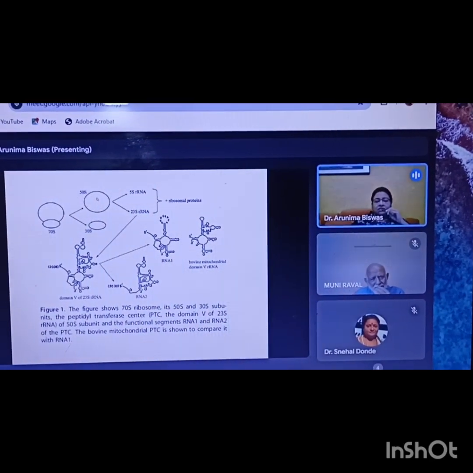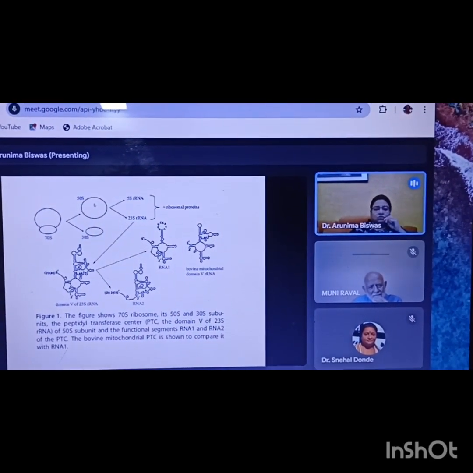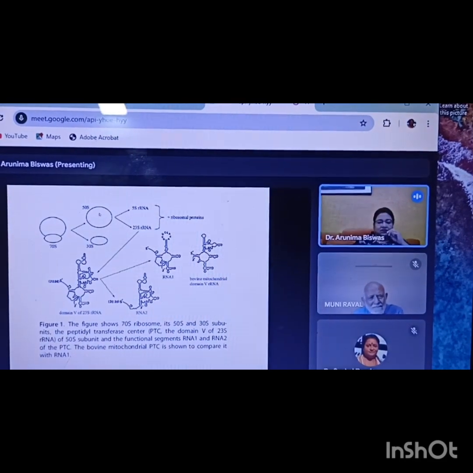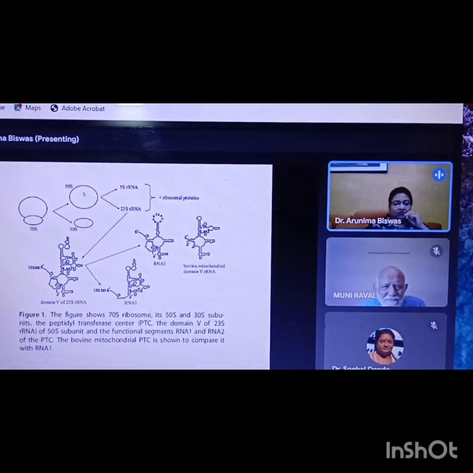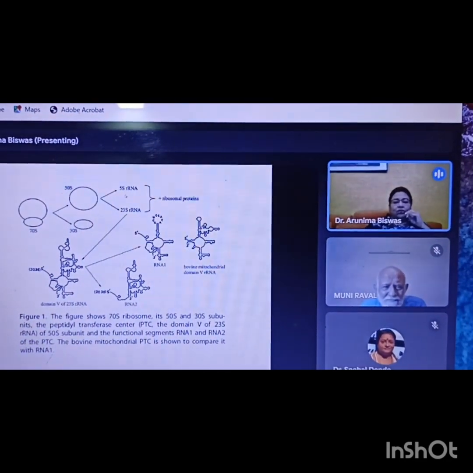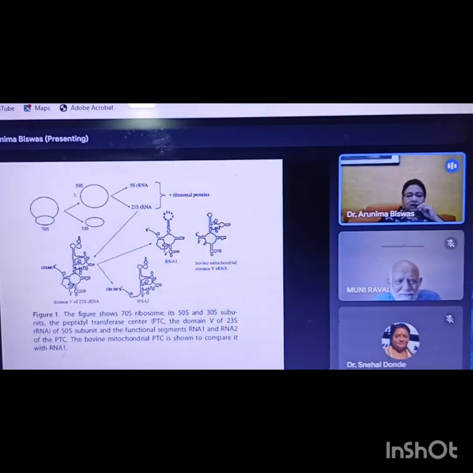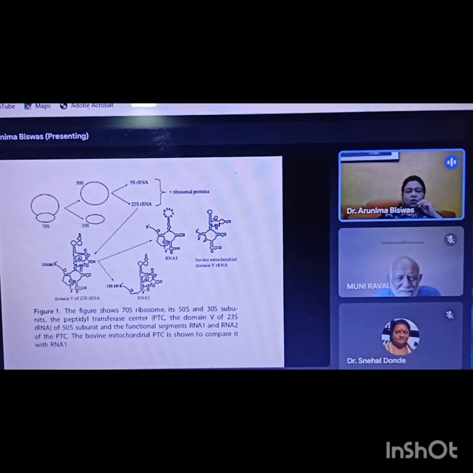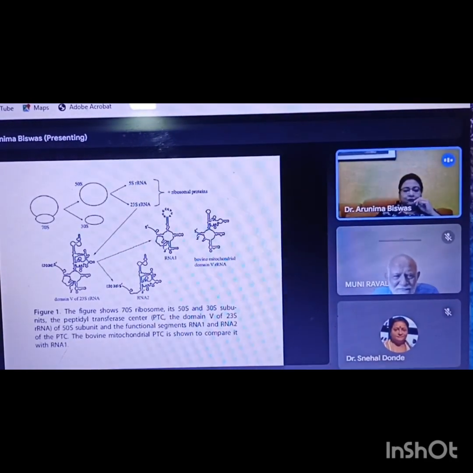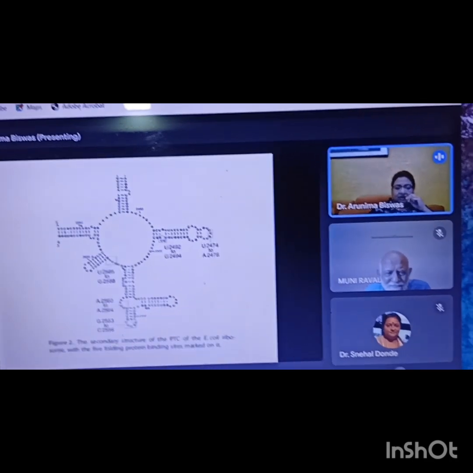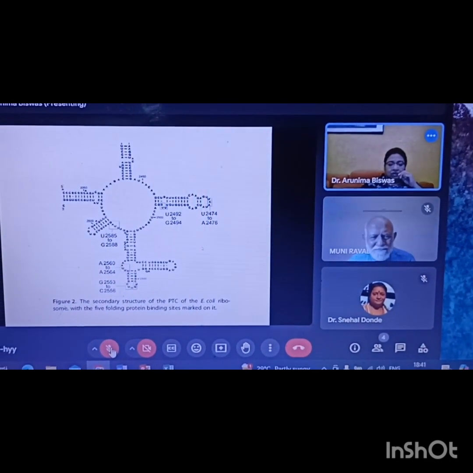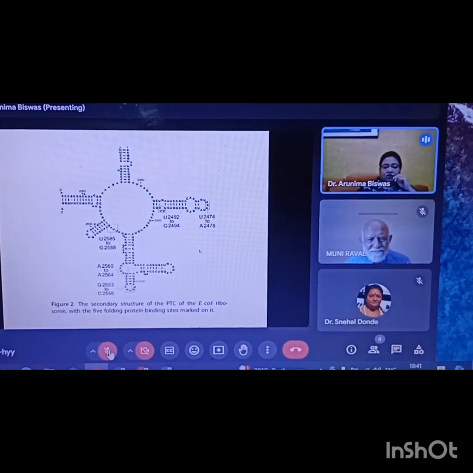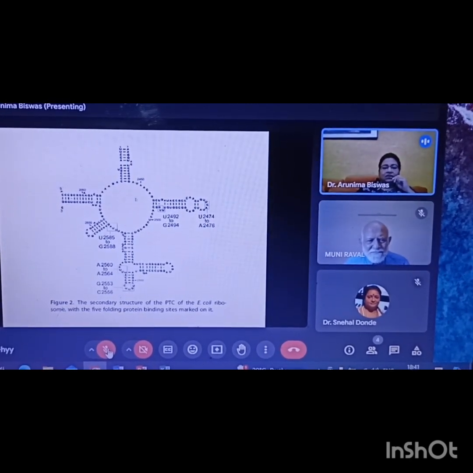So this is from one of our publications. The figure shows the 70S, its 50S and 30S subunits, and the peptidyl transferase center, the domain 5, and the way we have split it into two parts, RNA1 and RNA2. You can see RNA1 is the one with the central part, loop and all. And this is the secondary structure of the PTC, and the 5 major sites which are involved in protein binding during protein folding are highlighted here.